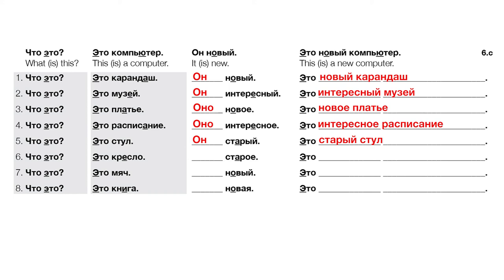So a стул is just an ordinary chair. A кресло is like an armchair or an easy chair. Это кресло. Оно старое. Это старое кресло. Семь. Seven. Что это? Это мяч. Он новый. Это новый мяч, a new ball. Восемь. Что это? Это книга. Она новая. Это новая книга.